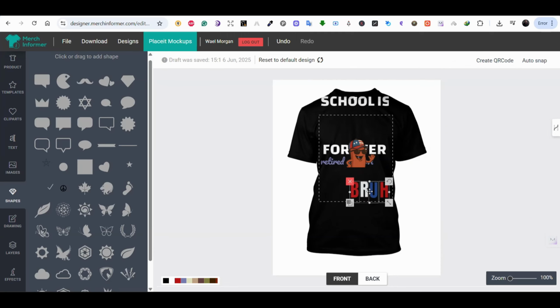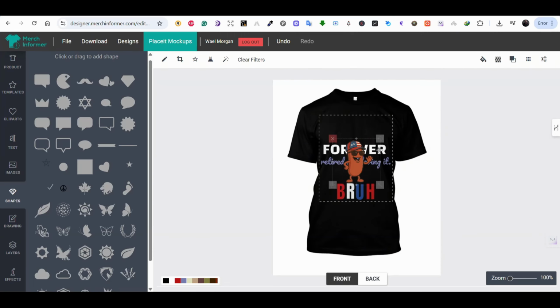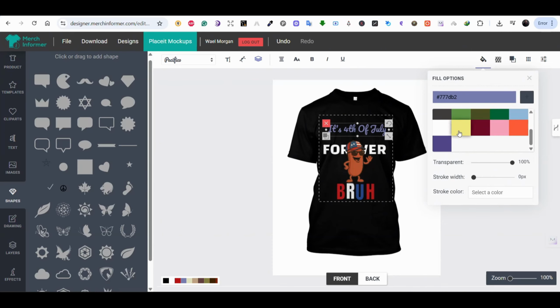And there's a full academy with tutorials inside Merch Informer telling you how to use the platform, how to do research, how to find keywords, and how to design using the designer. You can check this at your own pace, and for now I'm just showing you a quick way of using the platform in a very simple way.